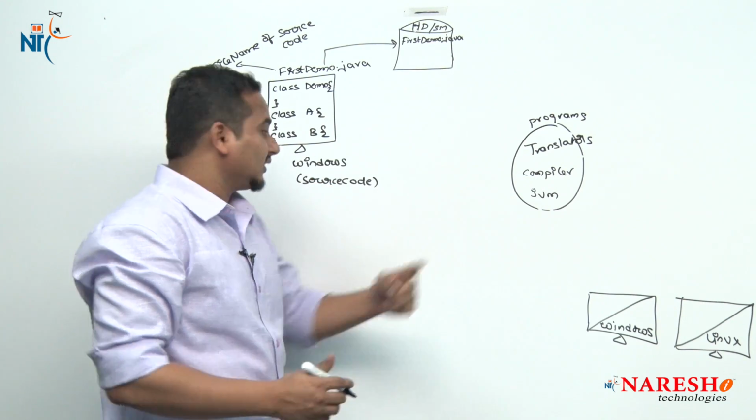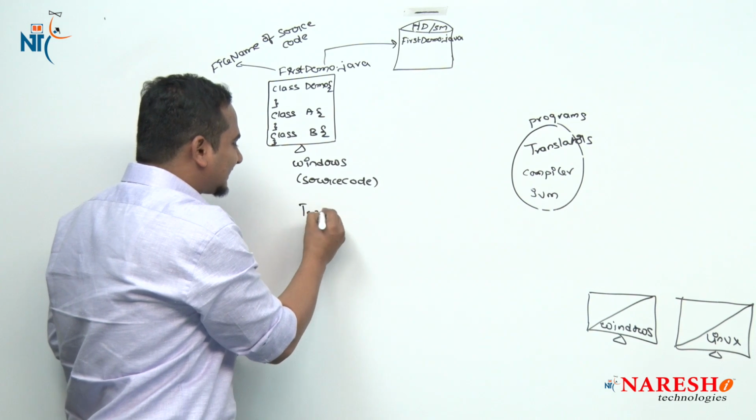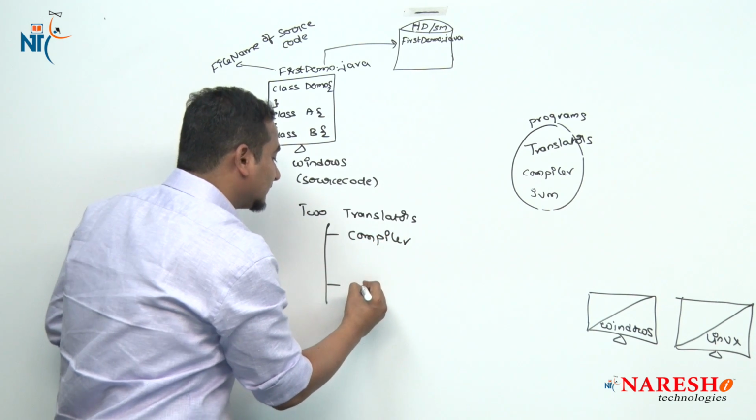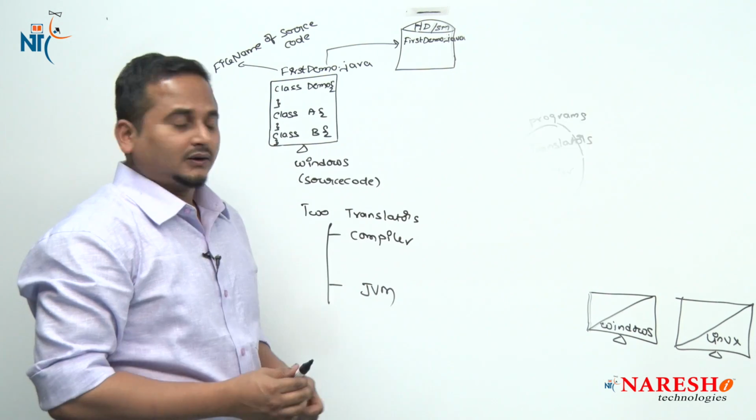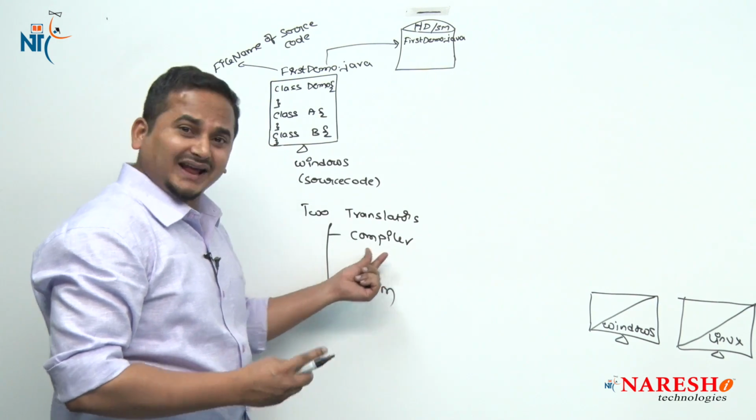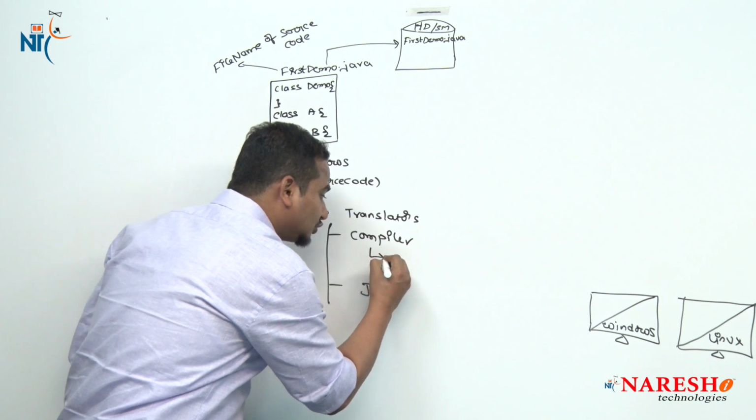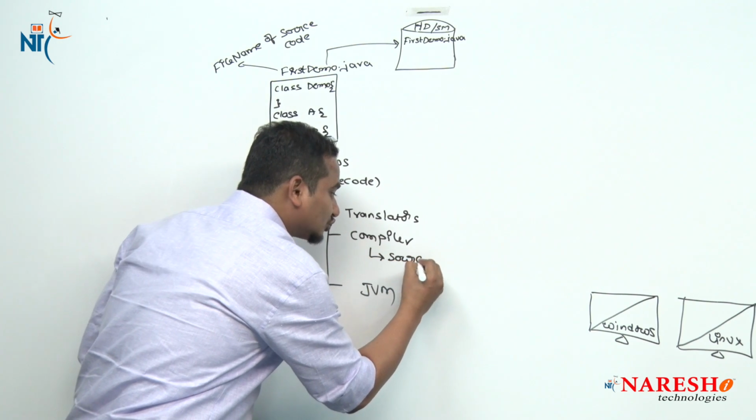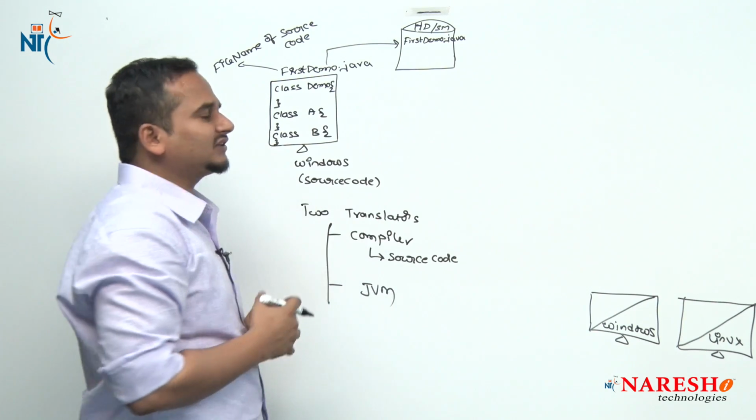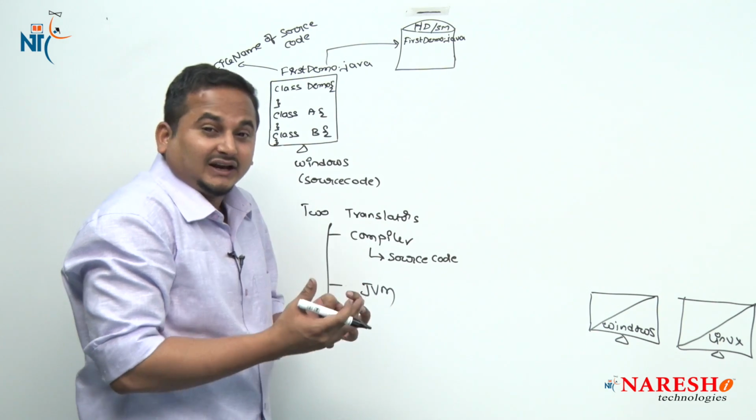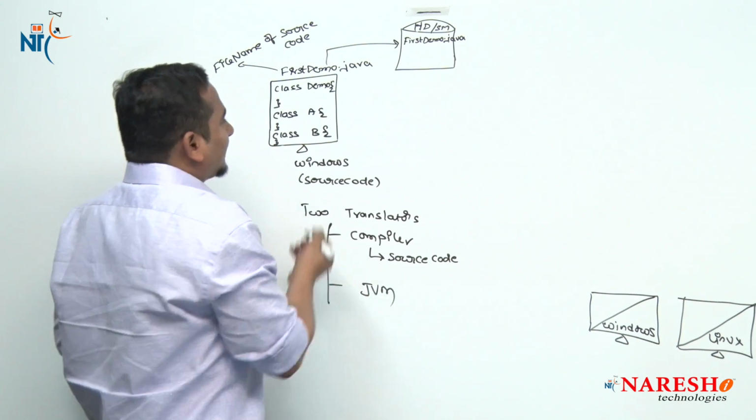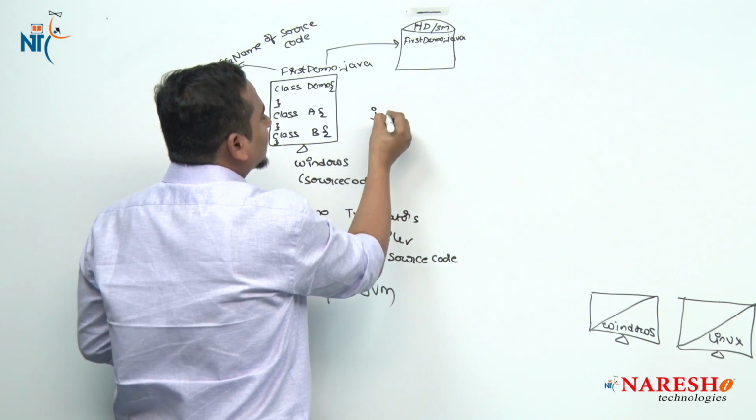Okay, now first I hand over the source code to whom? The compiler. Now we have two translators, one is compiler, another one is JVM. So the compiler has the capability to understand source code. Now if you want to communicate with the compiler, definitely we require one more program. That program we can call what?